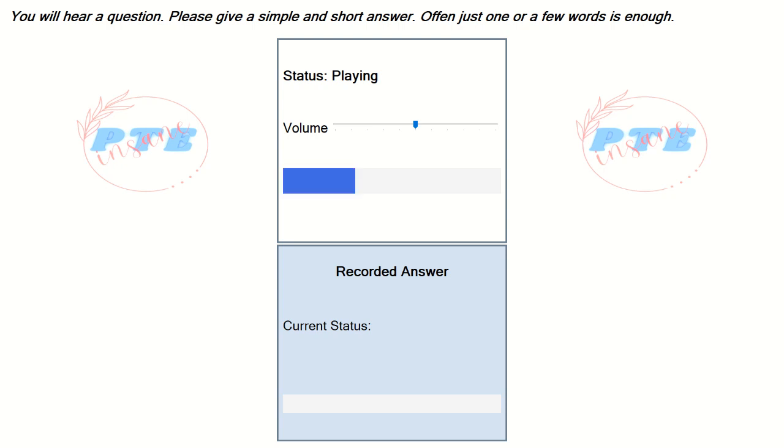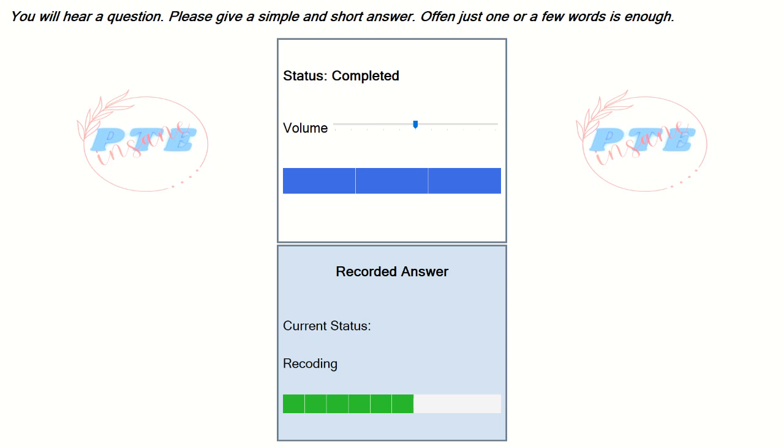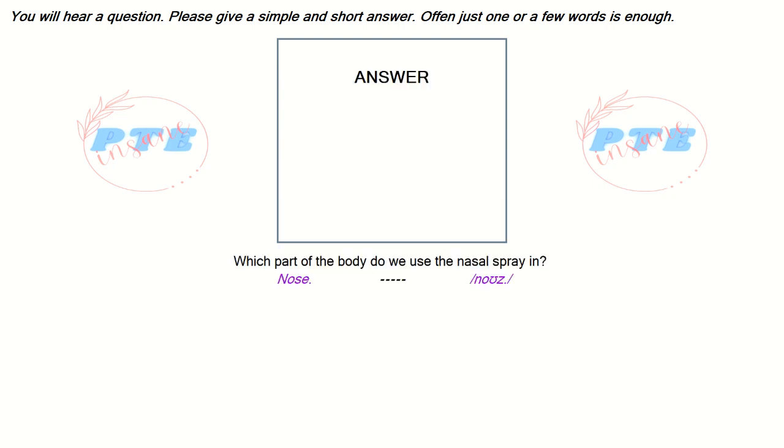Which part of the body do we use the nasal spray in? Nose.